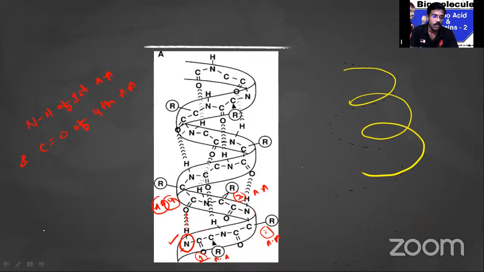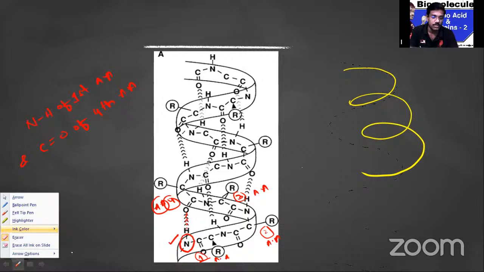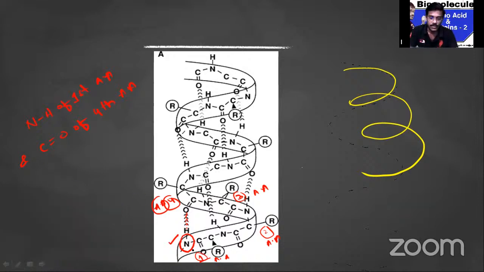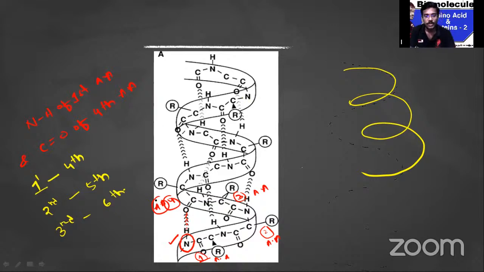So the hydrogen bond will form between the first amino acid and the fourth amino acid of the protein chain. If it is the first one, it will connect with the fourth one. If it is the second one, it will connect with the fifth one. If it is the third one, it will connect with the sixth one, and so on. It will continue.